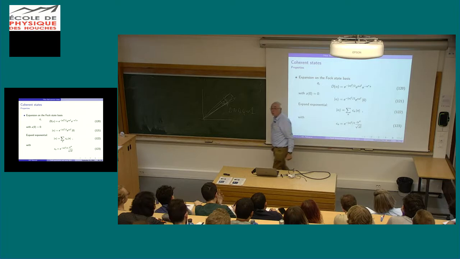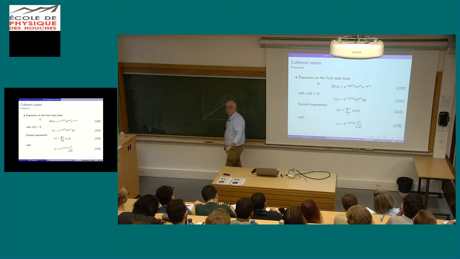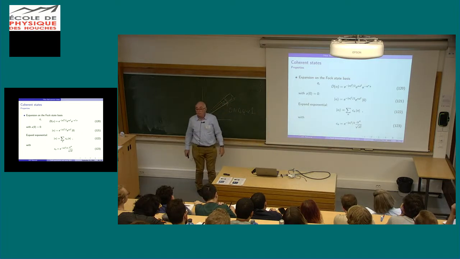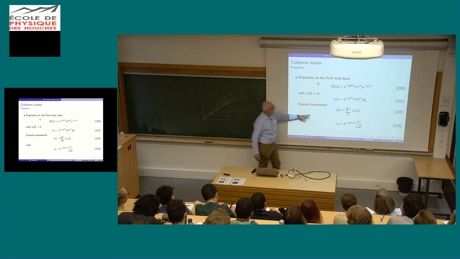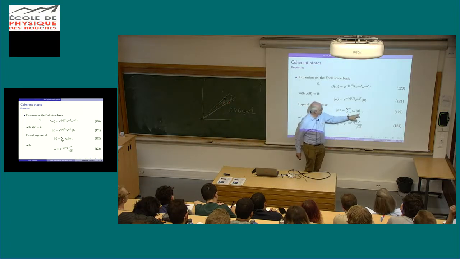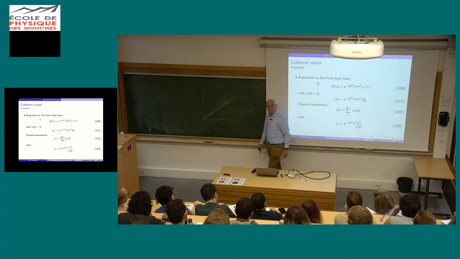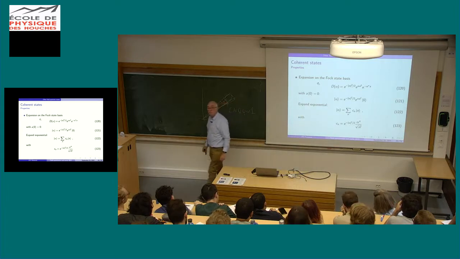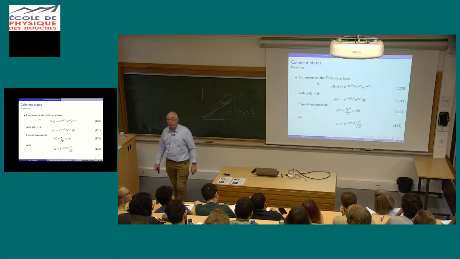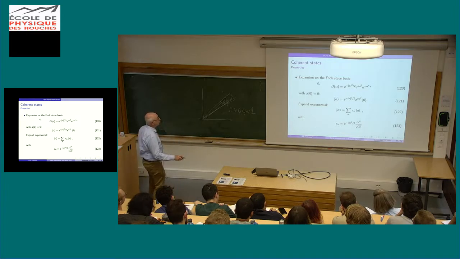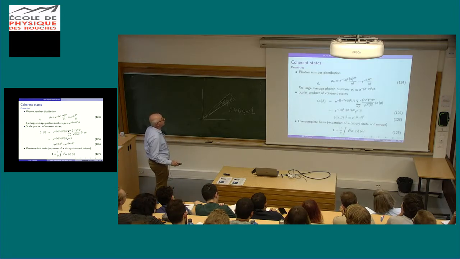a†|0⟩ is |1⟩. a†² |0⟩ is √2|2⟩, and so on and so forth. So you directly get |α⟩ as an expansion on |n⟩ with a coefficient Cn, being a normalization factor, α^n over the square root of n factorial. It's a very simple expression of the components of a coherent state on the Fock states.